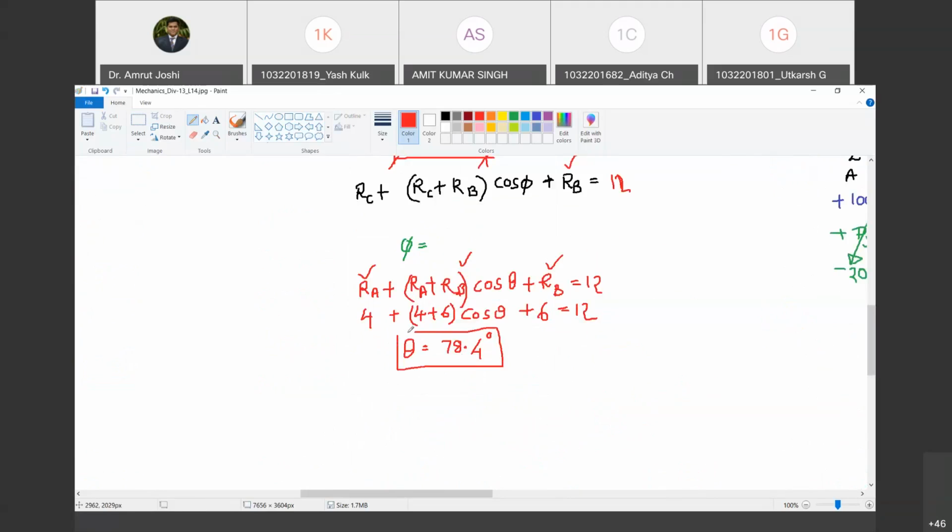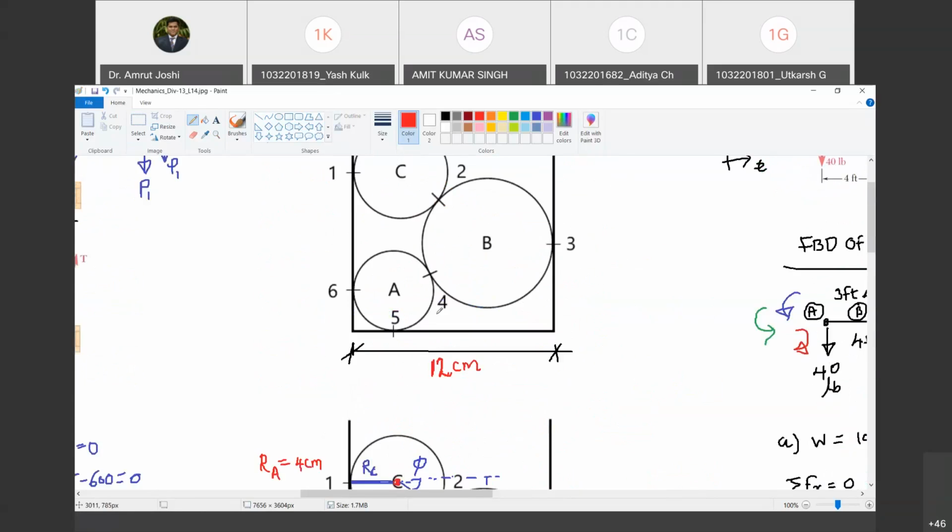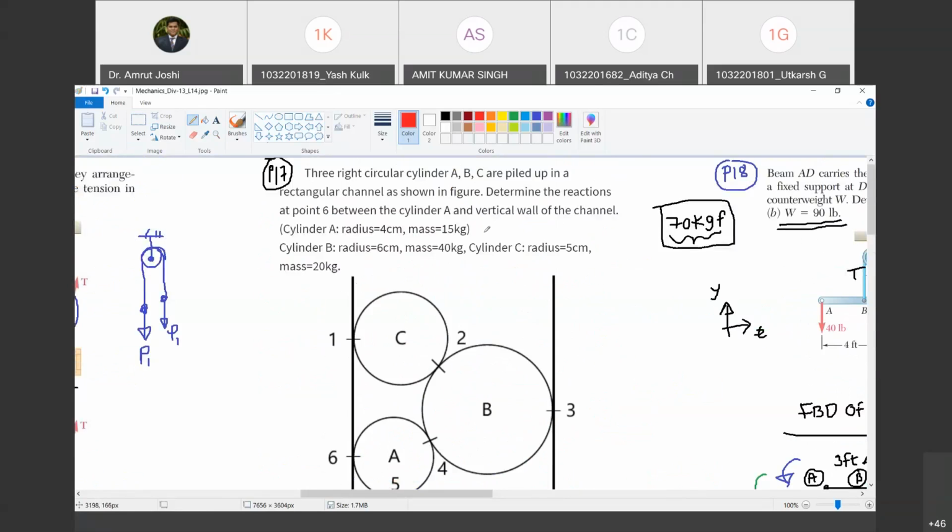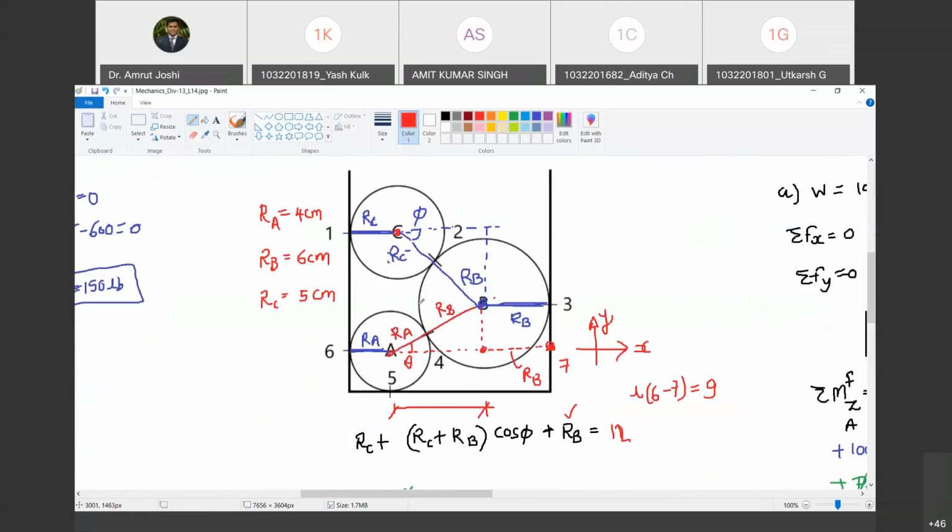Now let us go to this geometry. So again, this total distance between point number 1 and, if I extend this point, let us say this is point number 8. So length of point number 1 to 8 is also how much? 12, if you agree, right? This is also 12.